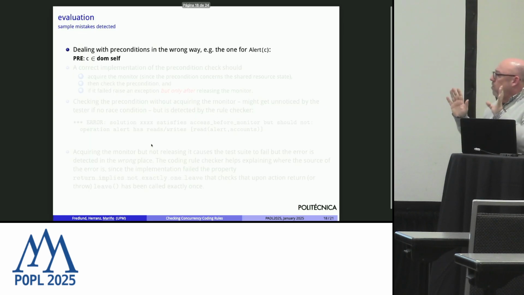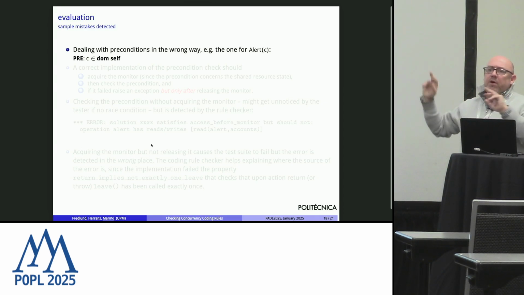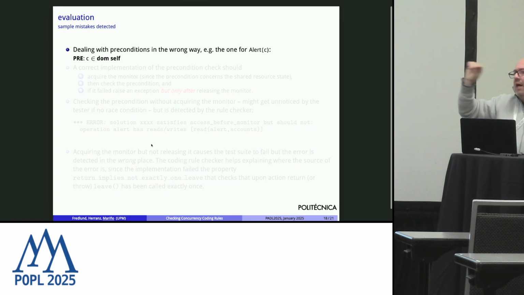So for showing one example of the kind of errors that sometimes we discover and we don't expect, some errors have to do with, for instance, dealing with preconditions in the wrong way. So for instance, we have two operations in the bank example that could launch an exception. One of them is alert. So if you're programming an alert on an account that doesn't exist, then you should launch an exception. So the precondition for alert is that the account identifier must be in the map from accounts to the money.